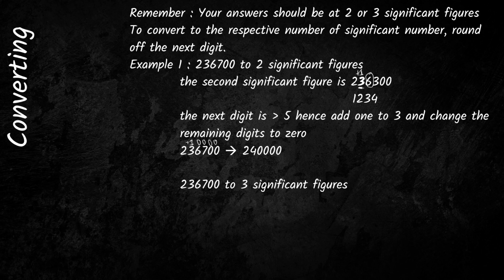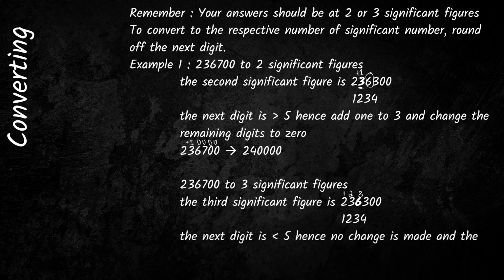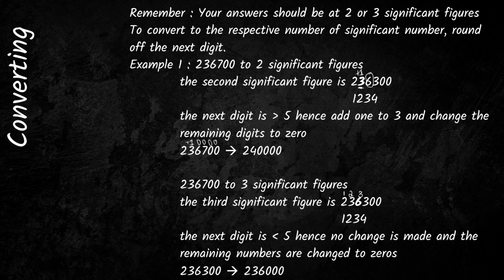Now, if you want to convert 236,700 to 3 significant figures, in this case, again, we are going to count the number of significant figures. 6 is the third significant figure. Why? Because you've got 1, 2, and the third significant figure is 6. Now, the digit after 6 is 3, which is less than 5, hence no changes made. But what's going to happen? After your third significant figure, everything becomes 0. So it's going to become 236, and then after 6 everything becomes 0. So you've got 3 zeros after that. This 3 right here should be written as 0, because it's after your significant figure.